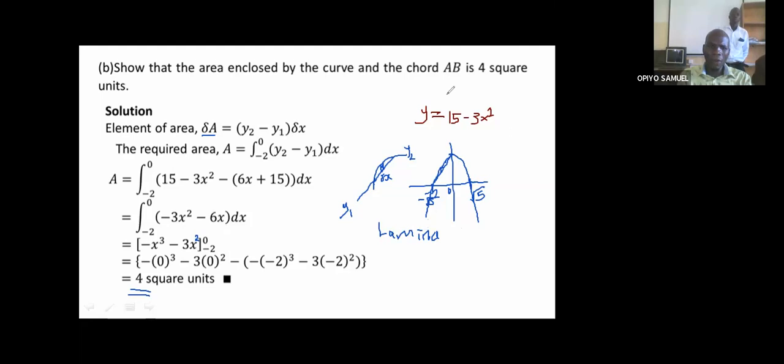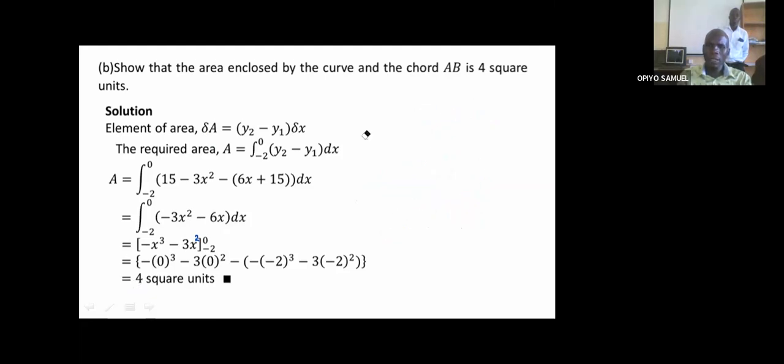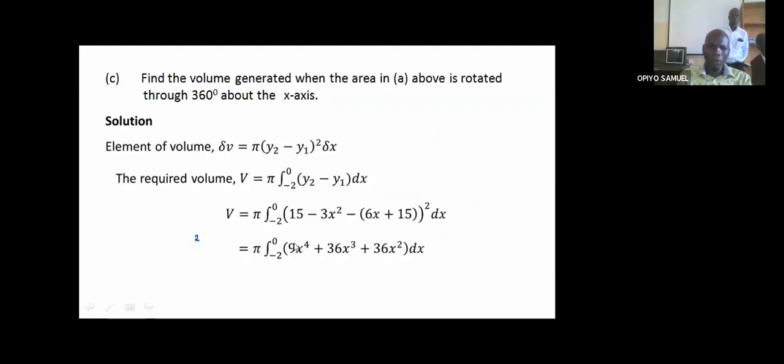We yet have another one, that is part C. Part C is solid of revolution. For part C, we have: find the volume generated when the area in A above is rotated through 360 degrees about the x-axis. So still, we have our curve. We have our curve like this.